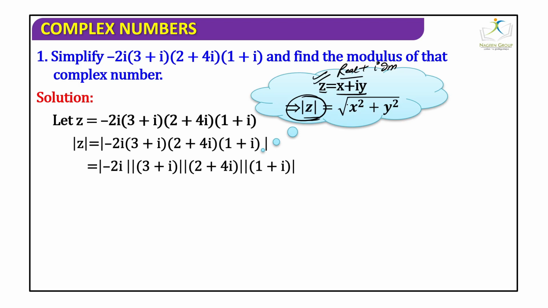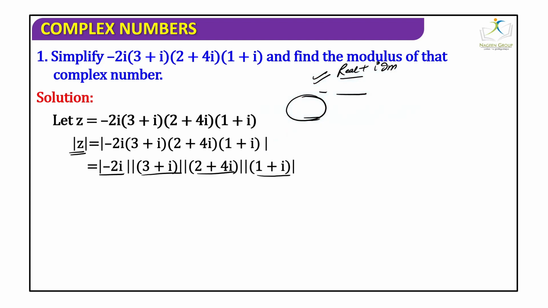So in this question we have here modulus of z, so this will be equal to modulus of minus 2 iota, modulus of 3 plus iota, modulus of 2 plus 4 iota and modulus of 1 plus iota. So here let's solve this.